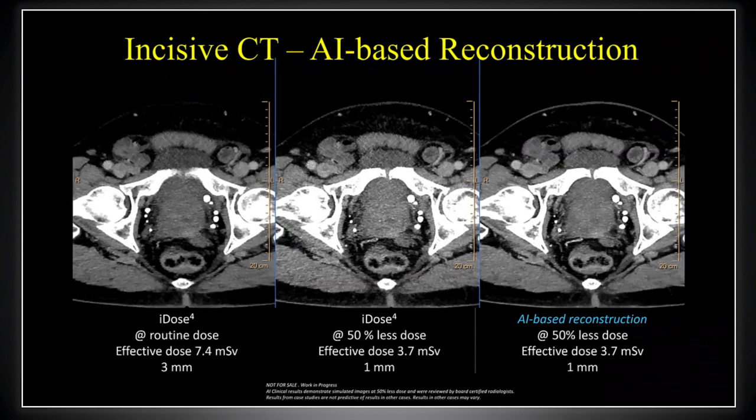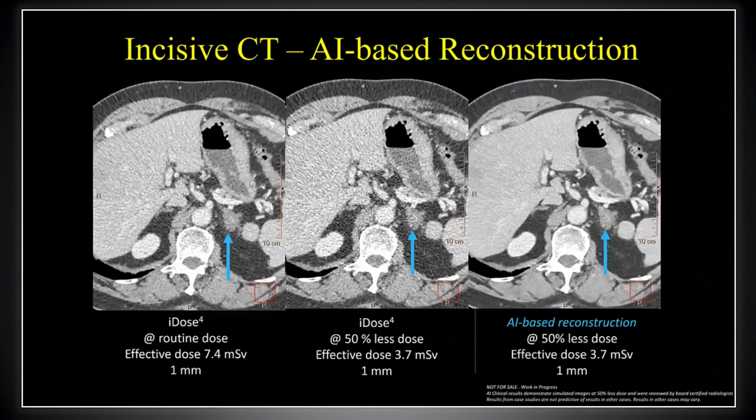Same thing you can see here on this image through the lower pelvis, through the hips. Again, standard dose on the left at 3 millimeter. Go to 1 millimeter in the middle. You see the noise levels come up. We go to 1 millimeter on the right using the AI-based image reconstruction. You see the noise levels go down, and we get essentially a gold standard image, but done at 1 millimeter at half the dose of the conventional study, which is really compelling.